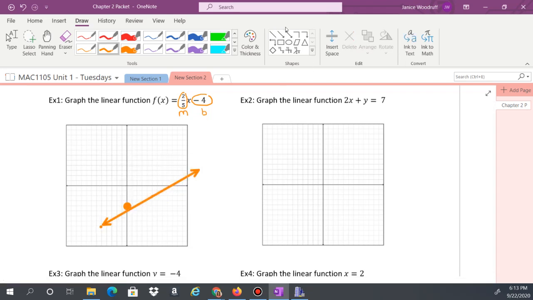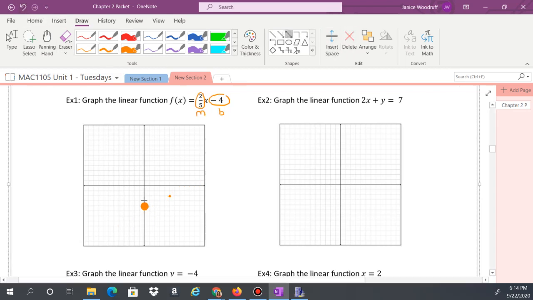So it kind of goes like this when you're doing it. And then you just make sure it clicks. You click it right on the second point, and you should be good to go.